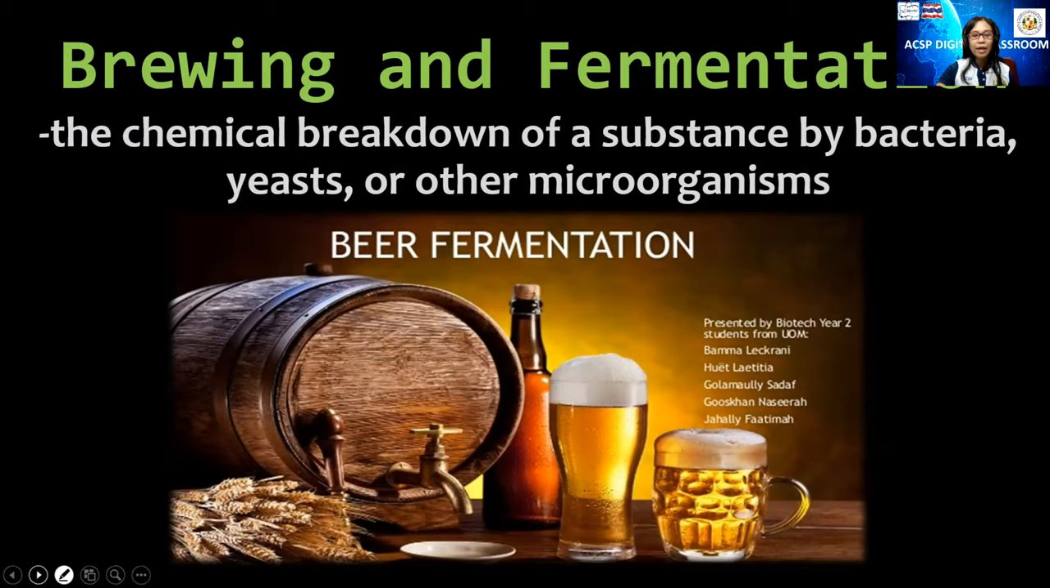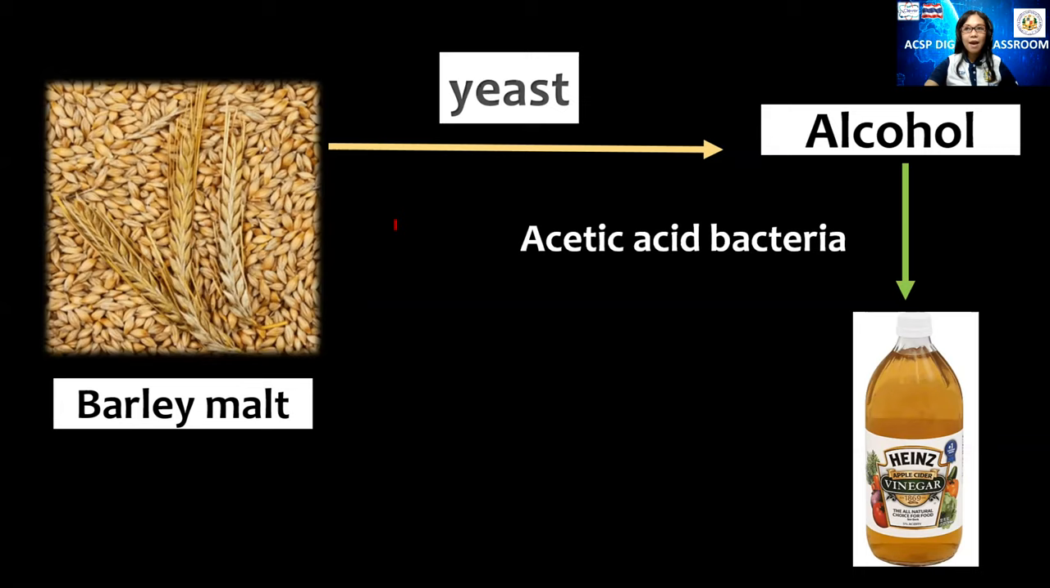Like this one. Barley malt can be acted upon by another microorganism, which is yeast, which converts sugar in barley into alcohol. Now, when this alcohol, for example beer or any alcohol, is acted upon by acetic acid bacteria, it forms vinegar, which we use commonly in cooking. So this is the process of how to make vinegar by fermentation.